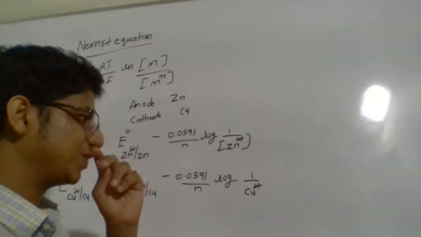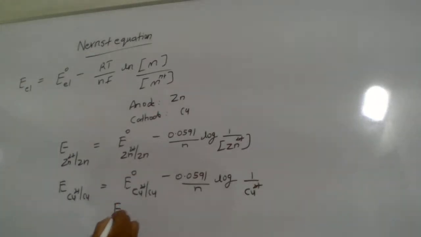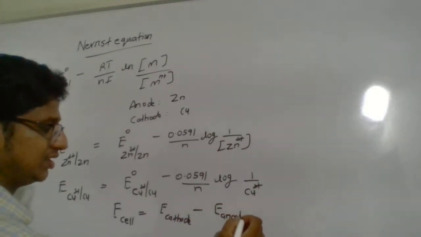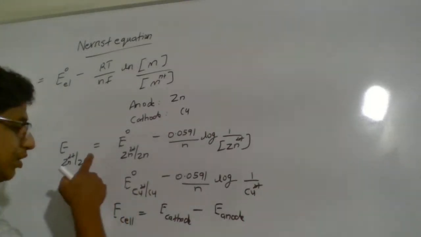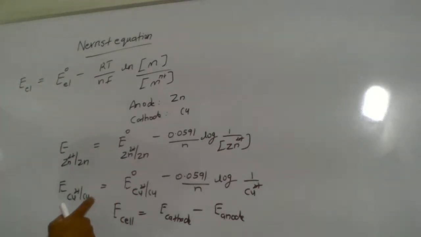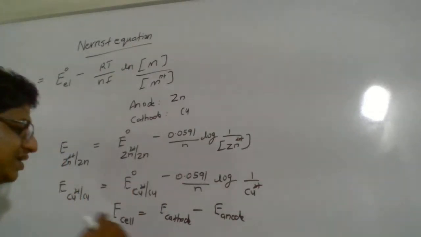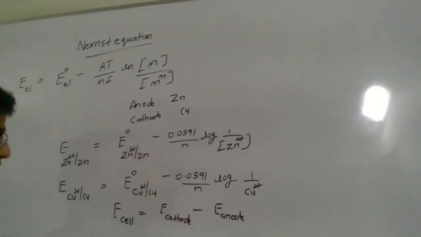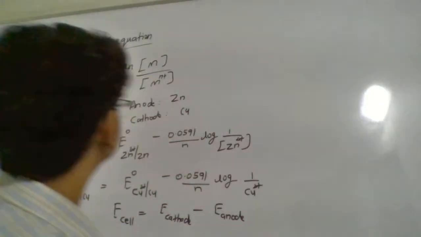Now, how can you find the electrode potential of a cell? We know E cell is always equal to E cathode minus E anode. It is the electrode potential of the cathode minus the electrode potential of the anode. We know the cathode is copper, which undergoes reduction, and zinc is the anode, which undergoes oxidation. So E cathode minus E anode will give you the cell potential. If you know the electrode potential values of the anode and cathode, you can find it. So let us have an equation for that.